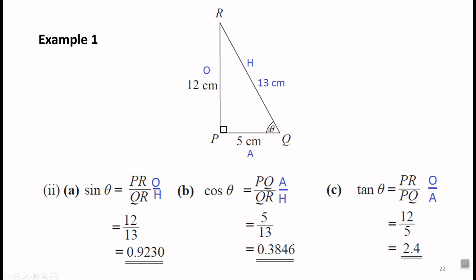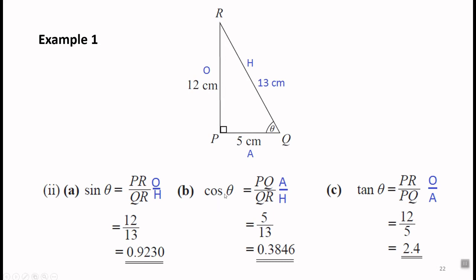Then you can mark the sides with respect to theta. This is the opposite side. The side attached to angle theta is the adjacent side. The side always opposite to 90 degrees is the hypotenuse. So sine is opposite over hypotenuse. What is opposite? 12 centimeters. What is hypotenuse? 13. So 12 over 13.